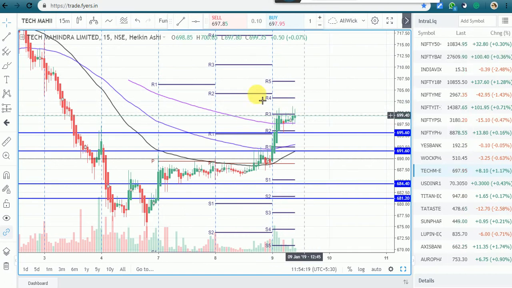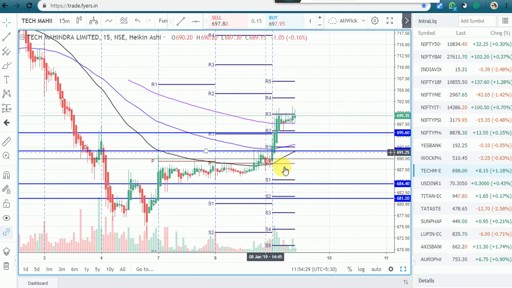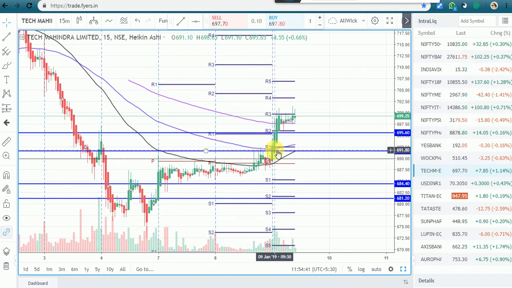I'll close it. See here, from 689 the momentum got started, right? After that it started making a high, and why did it make a high? Here the averages are also saying that it's above them, right? It went above the lines, which gives you patience and lets you wait.